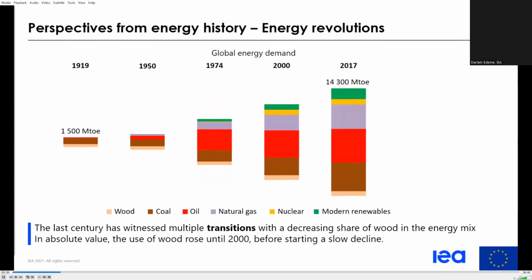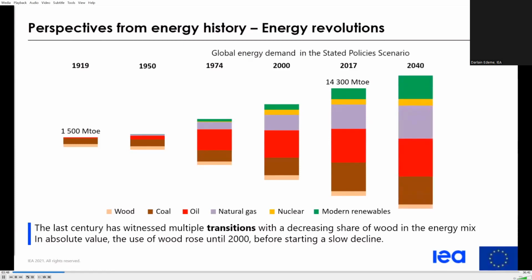Since 2000, as developing countries move away from the traditional use of biomass, the absolute consumption drops from 650 mtoe in 2000 to 620 in 2018 and 550 in 2040 based on the stated policy scenario.